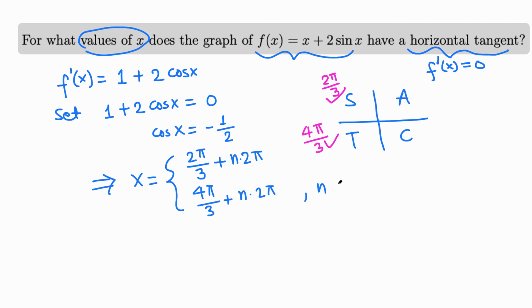so n is any integer, like -3, -4, -5, -2, -1, 0, 1, 2, 3, etc. That's any integer. Final.